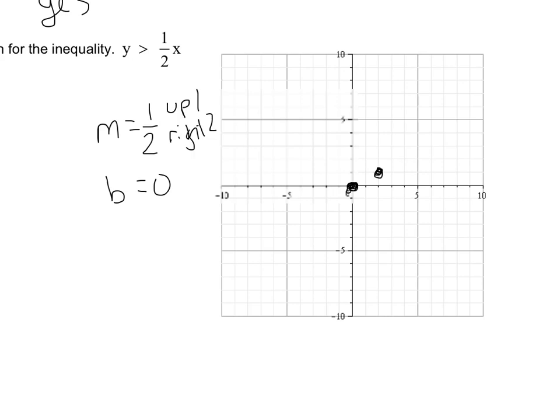Now here's the thing. So focus up here at the inequality. See how it's just greater than? That means it can't equal. So you don't draw a solid line, you draw a dashed line. And remember, if you need to, instead of going up 1, right 2, you can go down 1, left 2, and make another point.